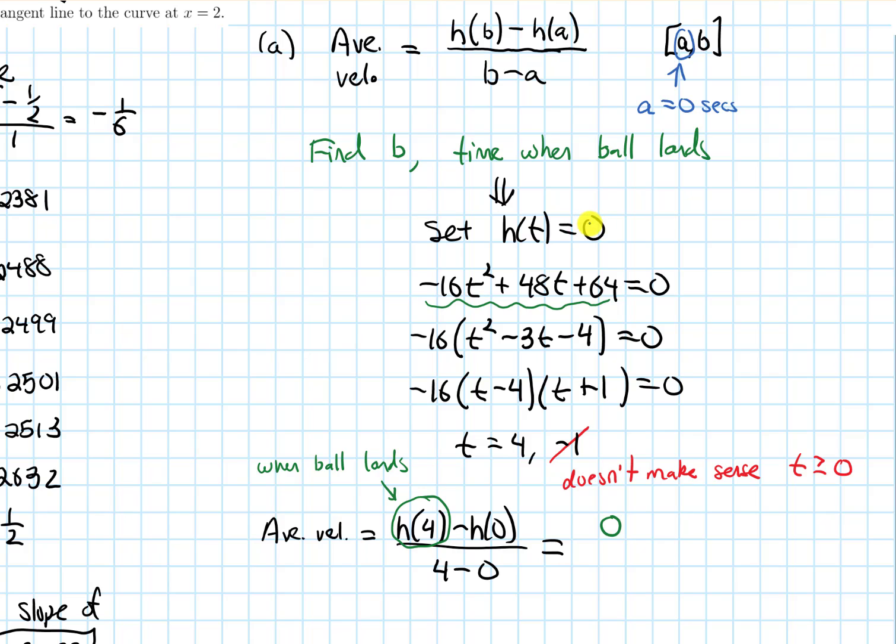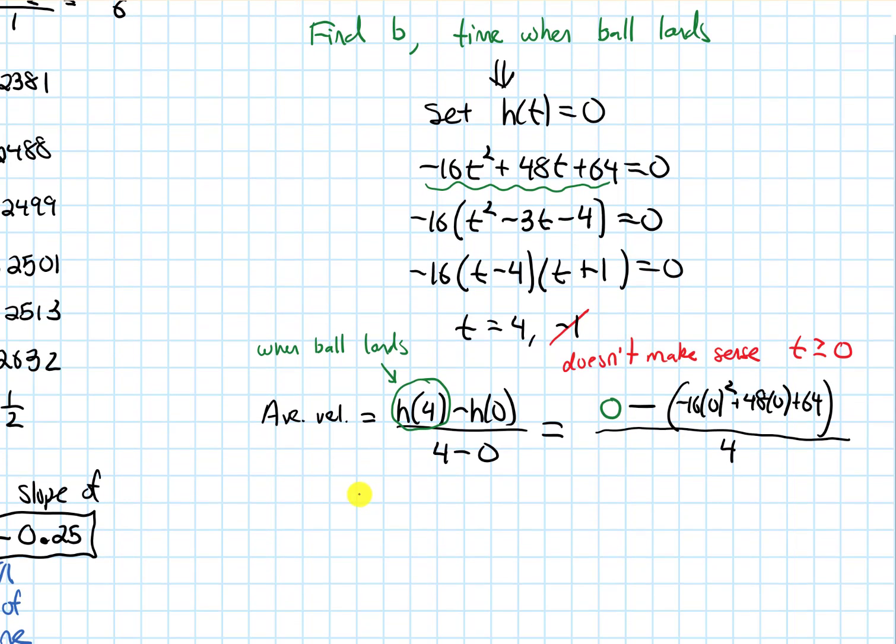And that's exactly what we figured out above. When we set the whole thing equal to 0, the height, we got that that's going to happen when t is 4. Okay, and then minus, now I do need to plug 0 into my height function. So let me put a big old parentheses around it so I don't forget to distribute the negative sign. If I plug in 0, we get negative 16 times 0 squared plus 48 times 0 plus 64, and then over 4 on the denominator. So this simplifies to negative 64 over 4, and that becomes negative 16.